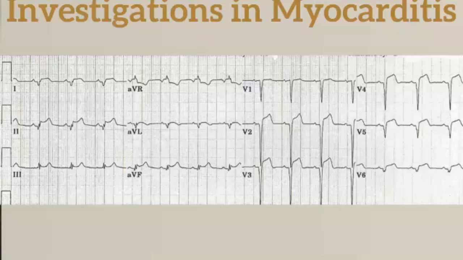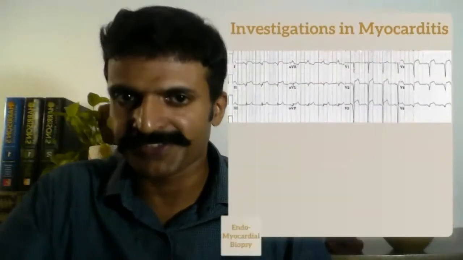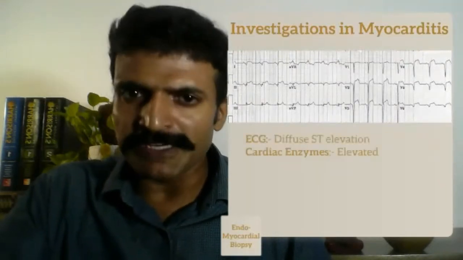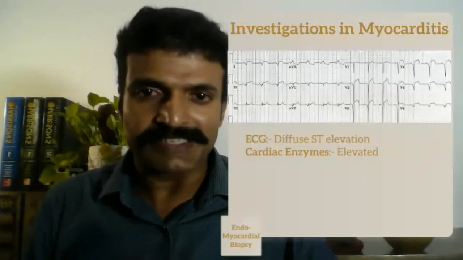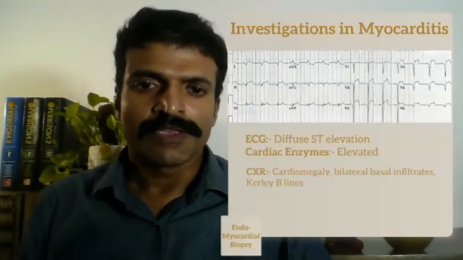So, the presence of diffuse ST segment elevation in anterior, lateral, and inferior leads should raise the suspicion of a diffuse myocardial injury like myocarditis. The troponin levels will definitely be elevated because the myocardium is getting damaged and it will release the cardiac biomarkers.